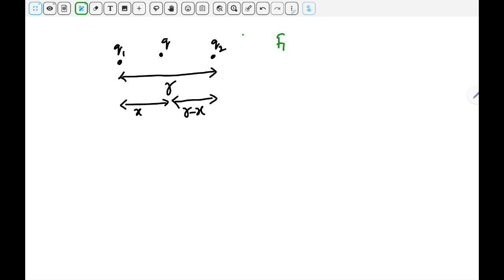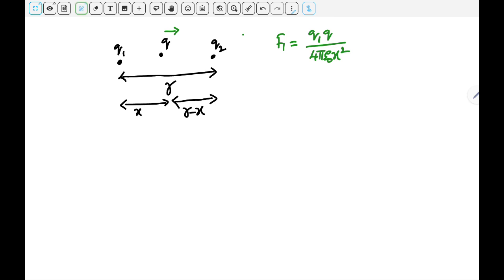Let us write the expression for the first force, that is F1. So, what is the direction of F1? It is in this direction because this is the force exerted by the charge q1 on q. Okay, now what is that force? F1 is equal to the product of charges q1 and q divided by 4 pi epsilon naught x square. So this is the force exerted by q1 on q.